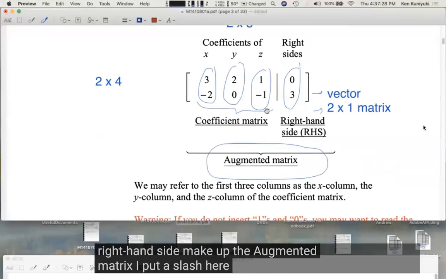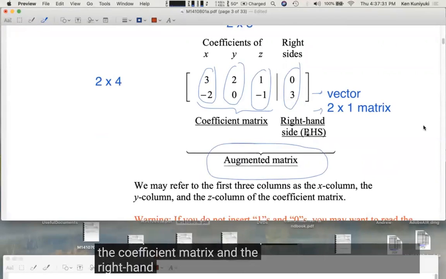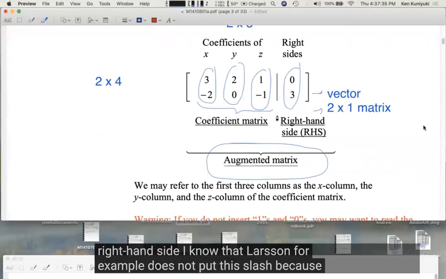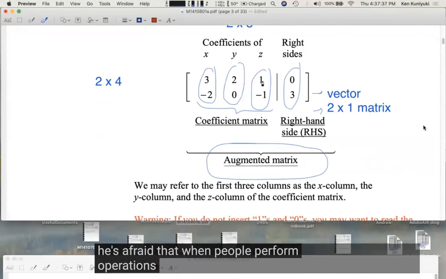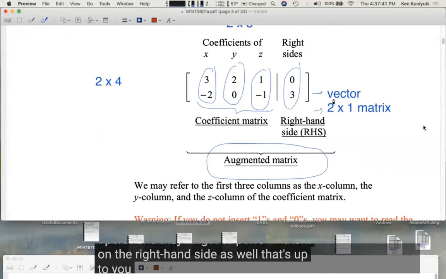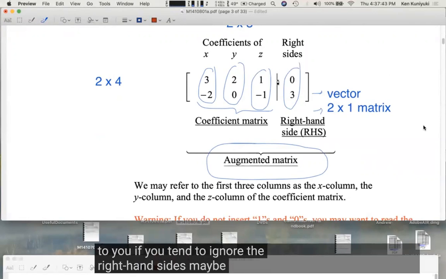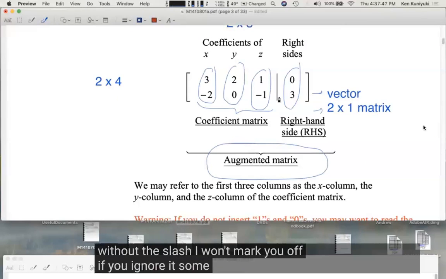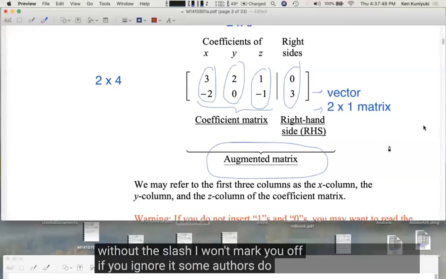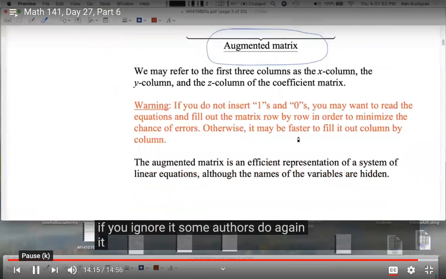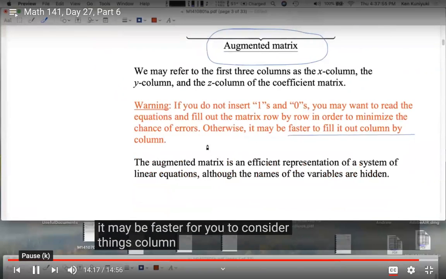I put a slash here to separate the coefficient matrix and the right-hand side. I know that Larson, for example, does not put this slash because he's afraid that when people perform operations, they forget to perform them on the right-hand side as well. That's up to you. If you tend to ignore the right-hand sides, maybe you're better off without the slash. I won't mark you off if you ignore it. Some authors do. Again, it may be faster for you to consider things column by column to retain accuracy.